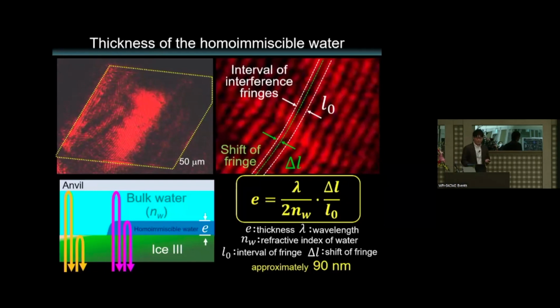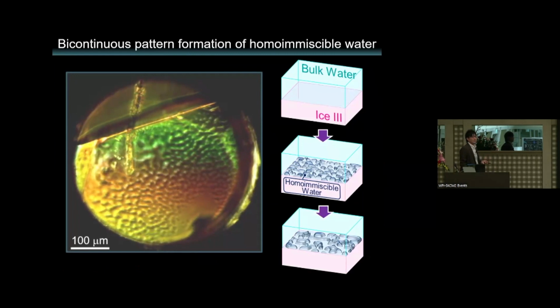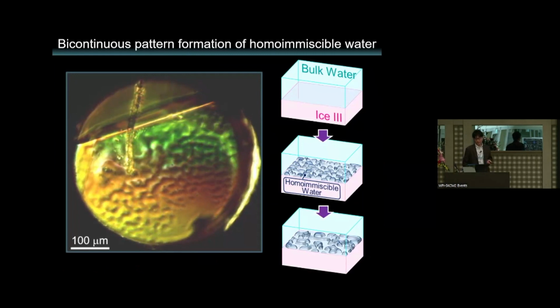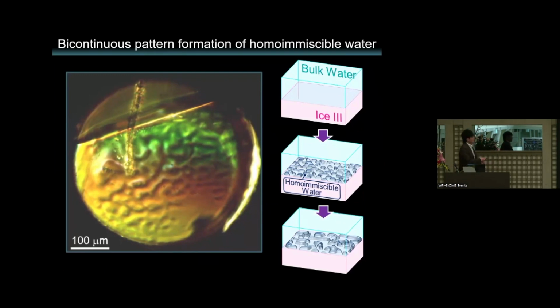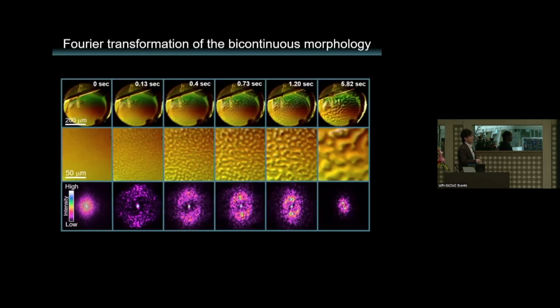So one question comes up here. If we use a chiral crystal as a substrate of the ice, does homoimmiscible water exhibit chirality or not? And fortunately, the ice I3 is actually a chiral crystal. So we decided to observe the homoimmiscible water dynamics between the water and ice I3. And this is an in situ movie. Maybe you can also see the bicontinuous pattern formation of the homoimmiscible water at the interface. And this, the middle row, indicates the magnified image of the bicontinuous pattern. And the one below is the corresponding Fourier transformation pattern.